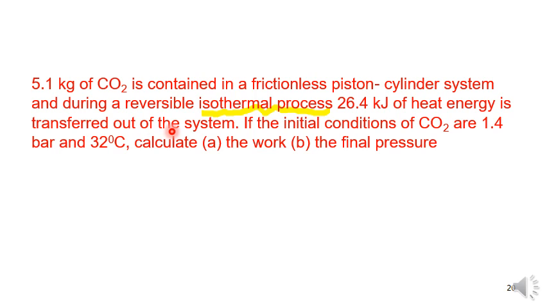Transferred out of the system means that the energy is rejected. Energy rejected, Q is equal to 26.4 kilojoules. Next, initial pressure P1 is equal to 1.5 bar, T1 is 32 degrees centigrade, so 32 plus 273, 305 Kelvin. Work done W is unknown, and final pressure P2 is unknown.